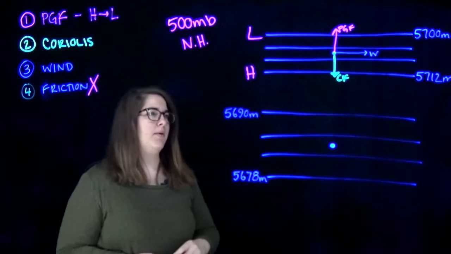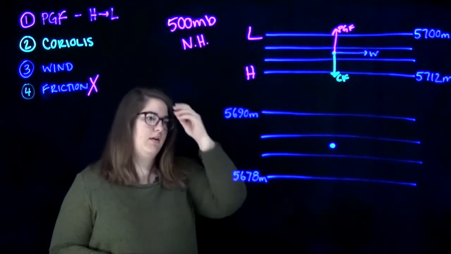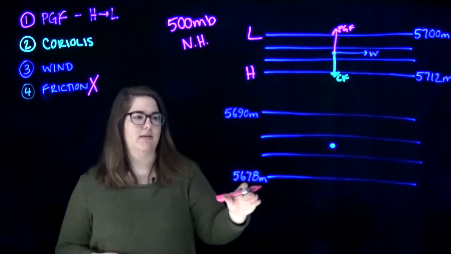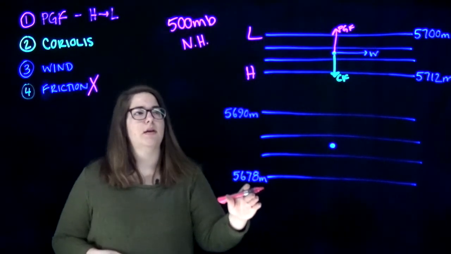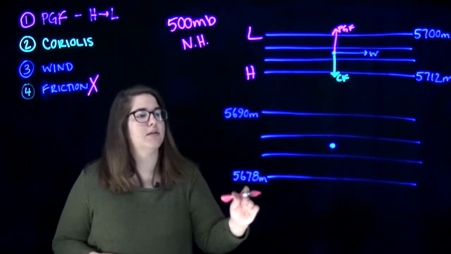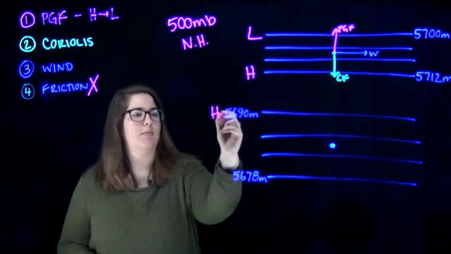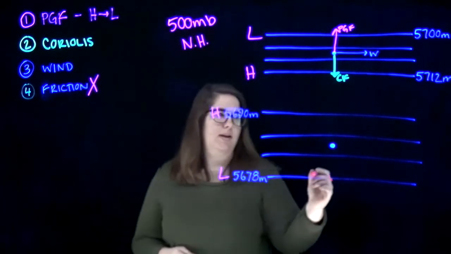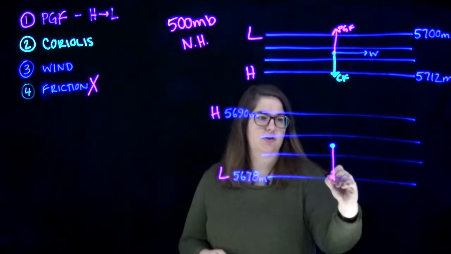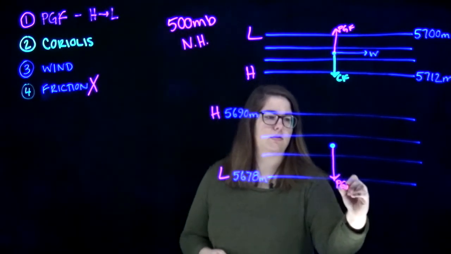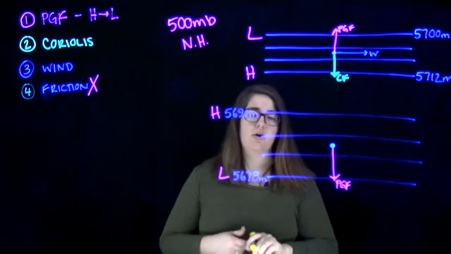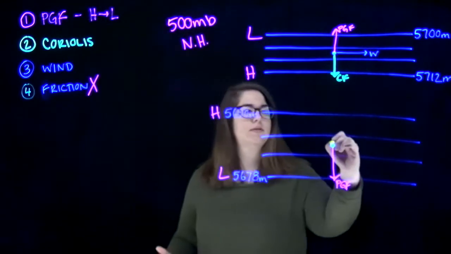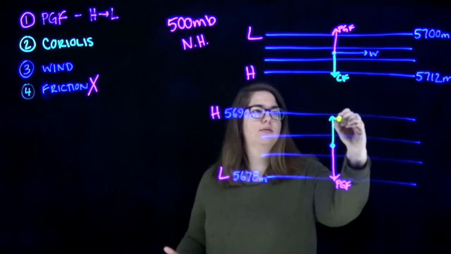Let's try another example. So our bottom figure here, we have 5,690 meters or 5,678 meters for our 500 millibar height. Our higher number relates to our higher pressure, and our lower number relates to our lower pressure. We can begin to add our pressure gradient force in, traveling from high to low. Our Coriolis force in the upper atmosphere balances equal and opposite with our pressure gradient force. Same length arrows.